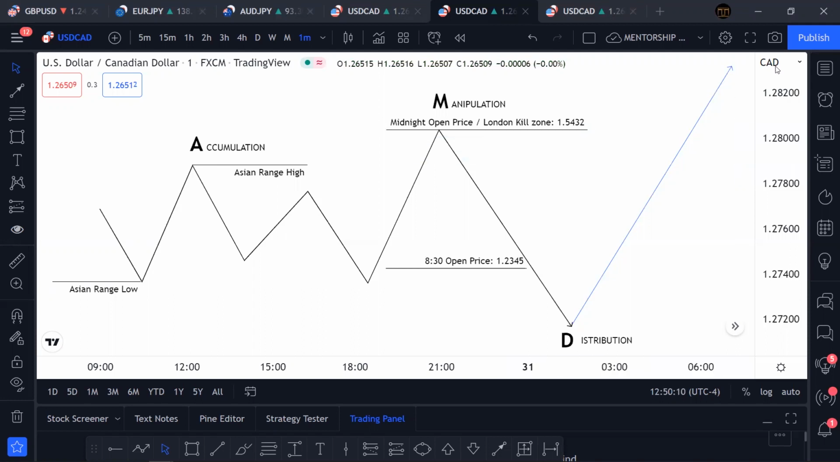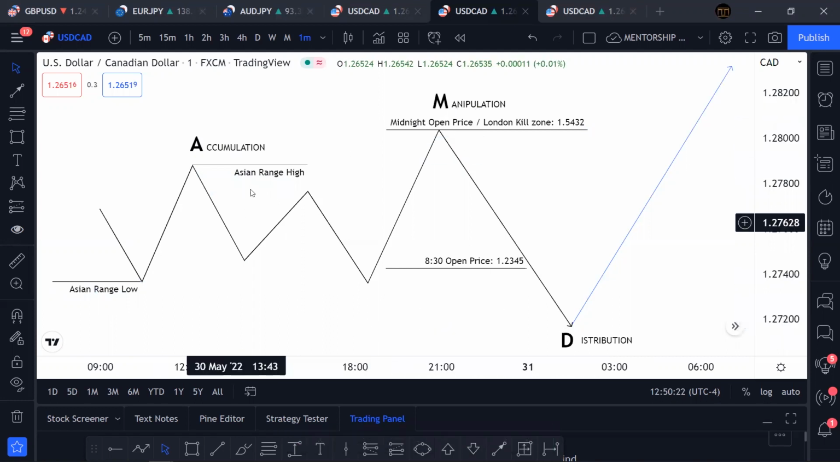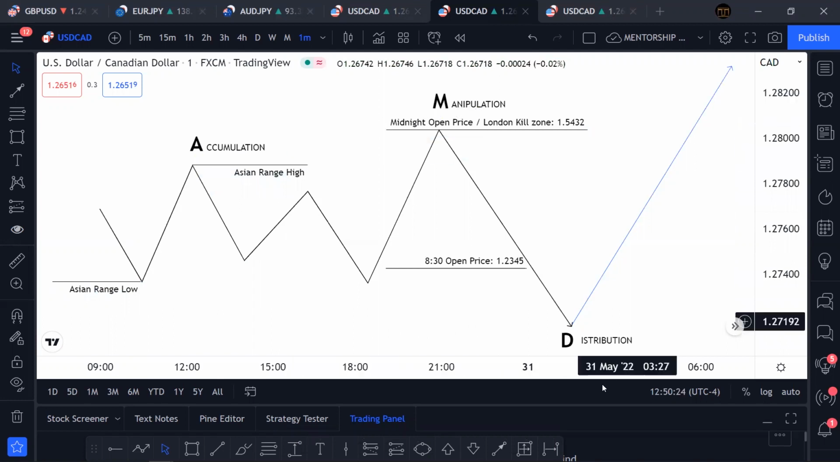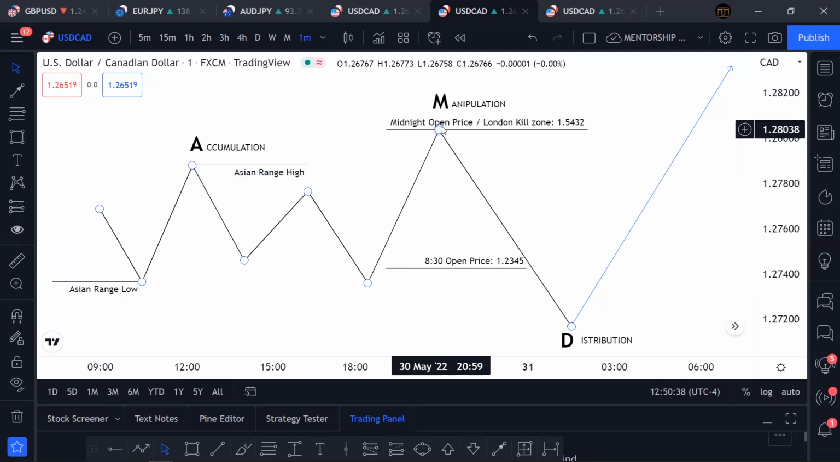On my screen, I have the Asian range low and Asian range high, which is the accumulation. AMD is the power of 3: accumulation, manipulation, and distribution. This time I've tried to give you all the details. The Asian range low and the Asian range high, and the midnight open price or the London kill zone, for example, 1 point something.